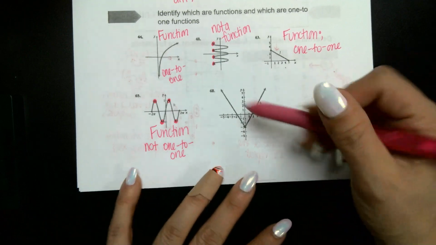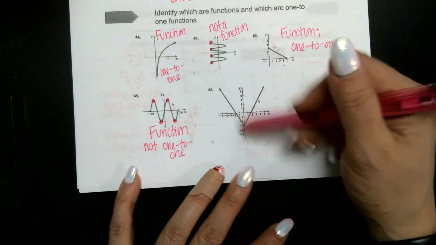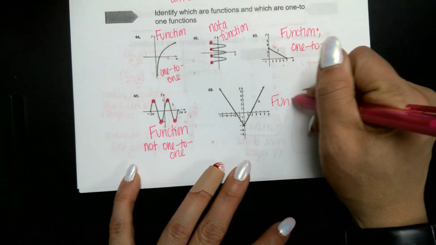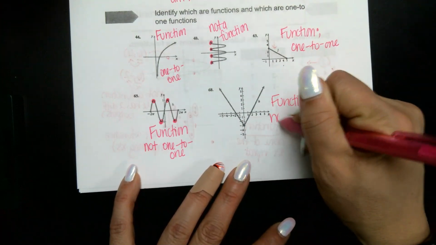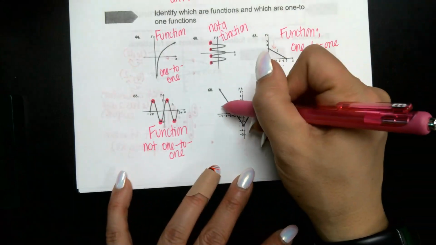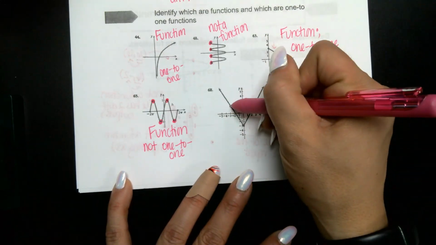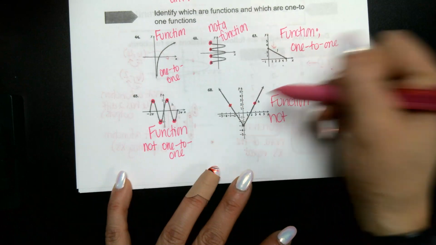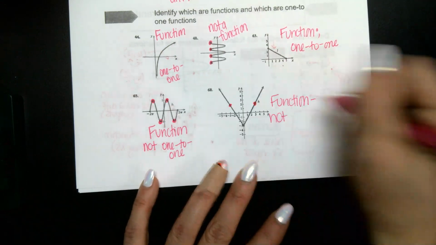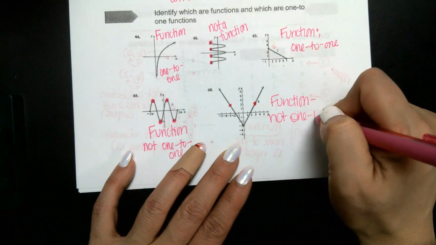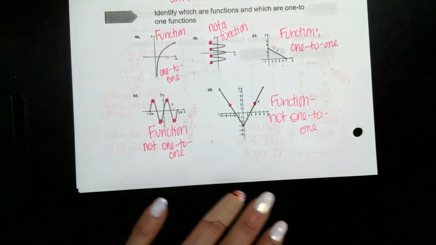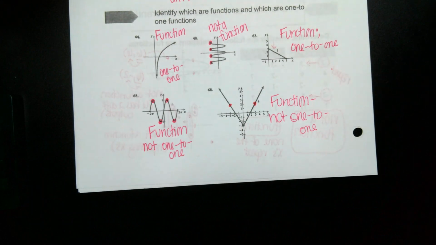Okay, so then this one, do any of our x's repeat on this one? Okay, so that's a function, and it's not one-to-one because if you were to look sideways, this would have a height of 2 and this would have a height of 2. So that would not be okay. So it's not 1-to-1. Are we okay with that?